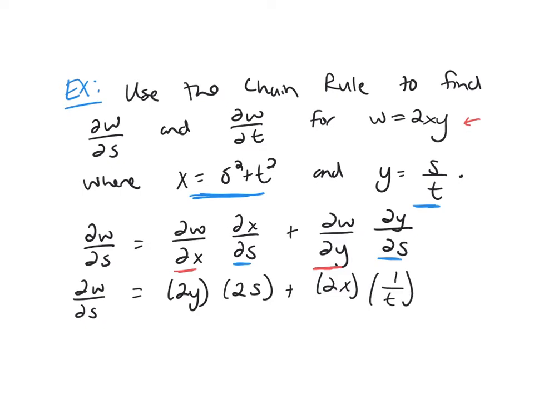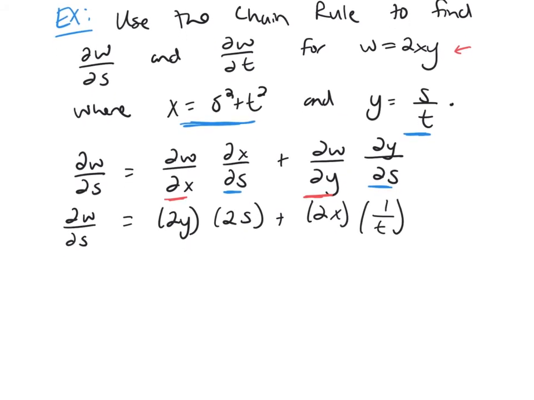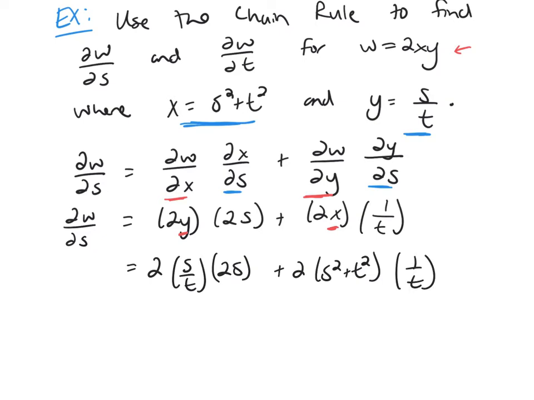Now, you are going to have this extra step where you've got to plug in. You need to only have s's and t's in your equation. So you need to substitute in for y and x. So y was s over t, and x was s squared plus t squared, times 1 over t.